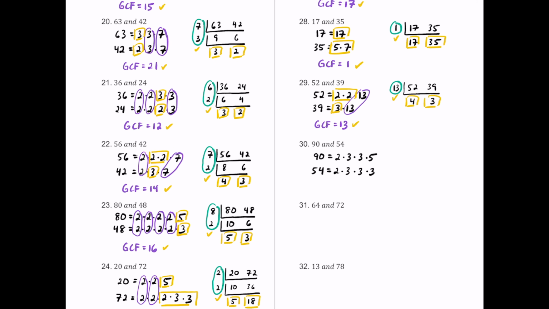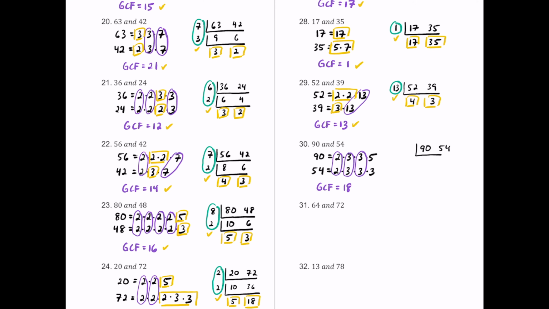And if we see what they have in common, they both have 2s, they both have 3s, and they both have another pair of 3s. So 2 times 3 is 6, and 6 times 3 is 18. So I believe the GCF here is going to be 18. All right, so we have 90 and 54.